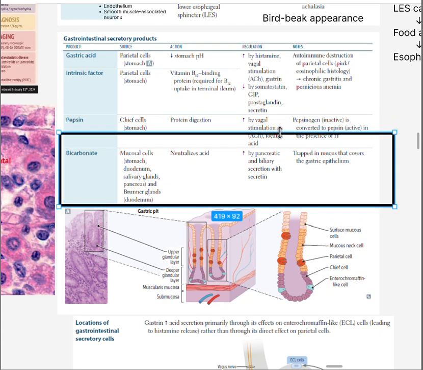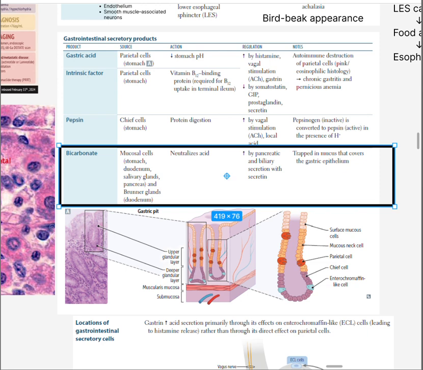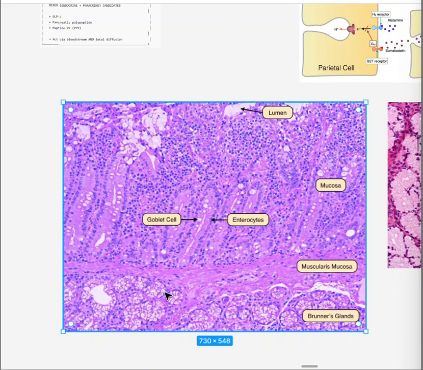We move on to the bicarbonate. The bicarbonate is necessary to neutralize the acid. It's released from the mucosal cells of the stomach, duodenum, salivary glands, and pancreas, and the Brunner glands in the duodenum. Let me show you a picture of the Brunner glands in the duodenum because this is important. Look at this image here. The Brunner glands are found only in the duodenum. This is a hallmark feature. They're located in the submucosa, not the mucosa. You can see that the mucosa is up here and the submucosa is here, and they're present in the submucosa. That's a very important exam point.